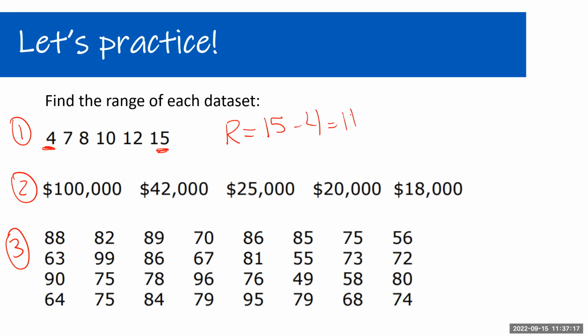In the next one, we have maybe their salaries, they're somehow money values. Our largest is 100,000, and our smallest is going to be 18,000. And so our range is going to be the difference in those two, which is just going to be 100,000 minus 18,000, which is going to give us $82,000.